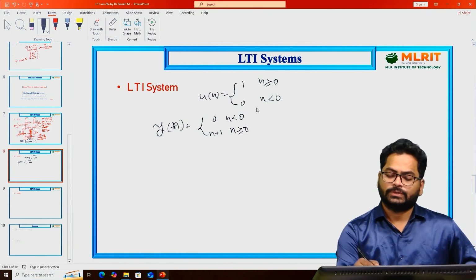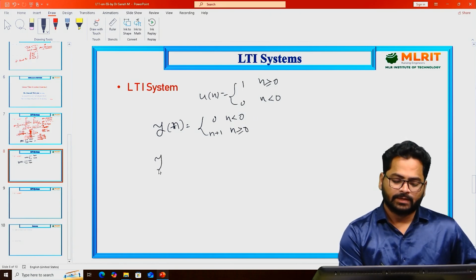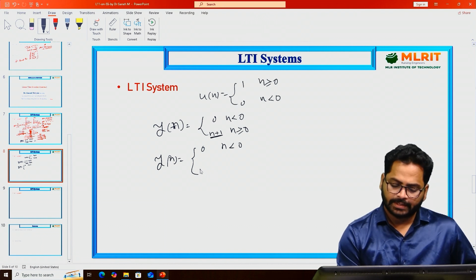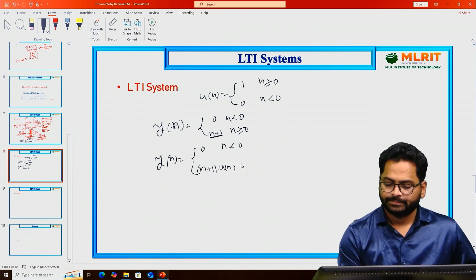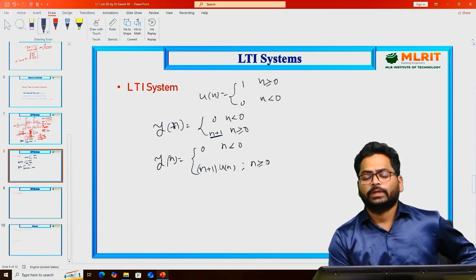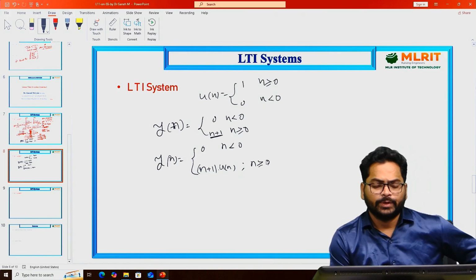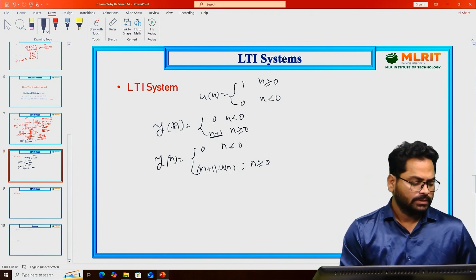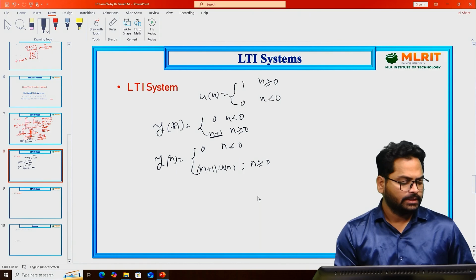So if you see the same signal, I can represent y of n as 0 for n less than 0 as it is, and instead of n plus 1, I am writing n plus 1 into u of n for n greater than or equal to 0. So in this way we are going to evaluate the graphical convolution for discrete systems.